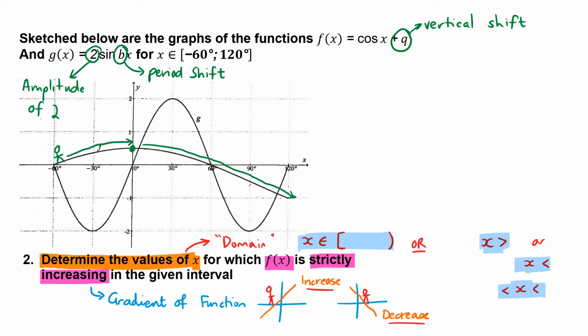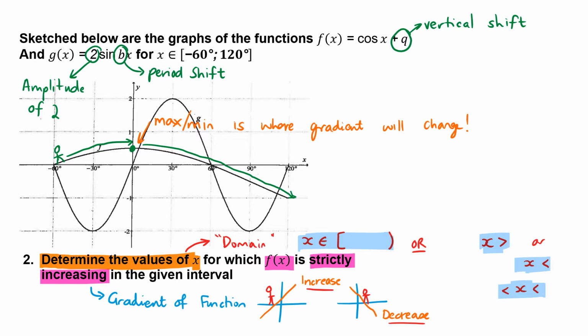Wherever you see a turning point, a maximum or minimum, is often, or all the time actually, where the gradient will change. So if you're increasing and you hit a turning point, then you will be decreasing. If you are decreasing and you hit a turning point, then you would be increasing.